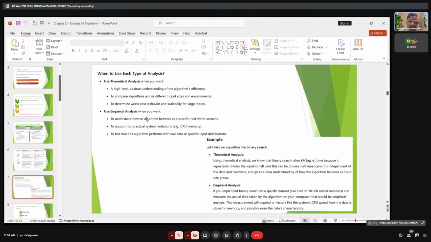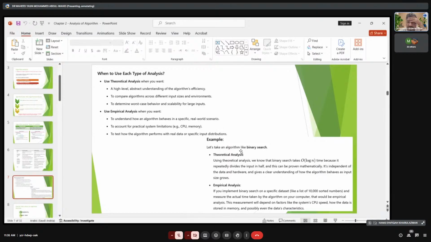Use empirical analysis when you want to understand how an algorithm behaves in a specific real-world scenario. We use empirical analysis for real-world behavior, to account for practical system limitations, for example CPU and memory, and to test how the algorithm performs with real data or specific input distributions. So for real data, we use empirical. For general and high-level abstract understanding, we use theoretical.